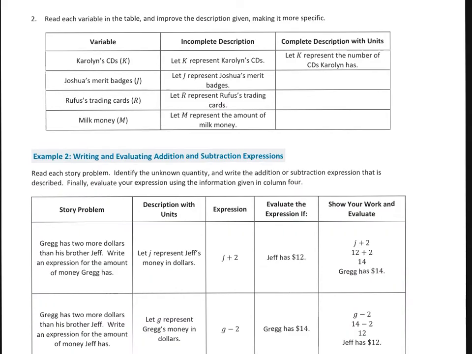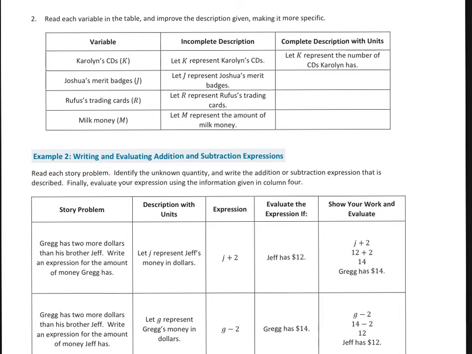I'm not going to spend time on this one. I want you to try and do it. How would you represent CDs? Obviously, the number that she has would be a complete description, but how would you describe his merit badges? And then trading cards and money. You can see what they did is it represents the number of CDs Carolyn has.